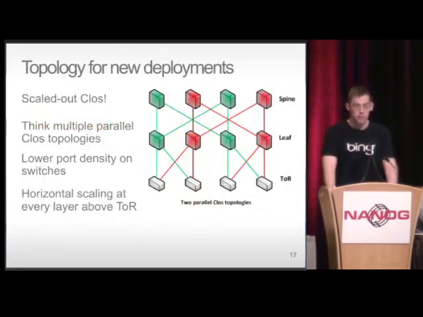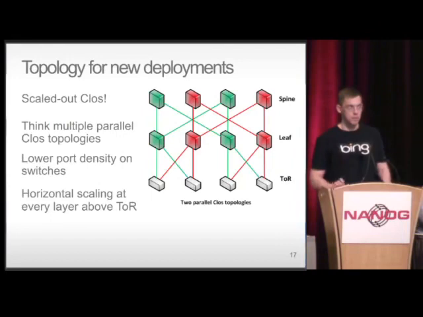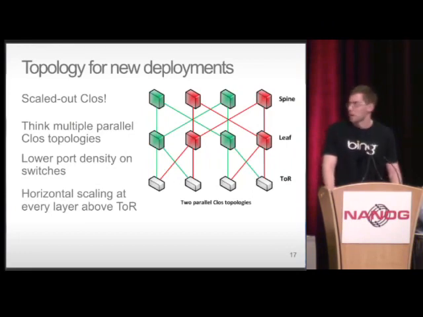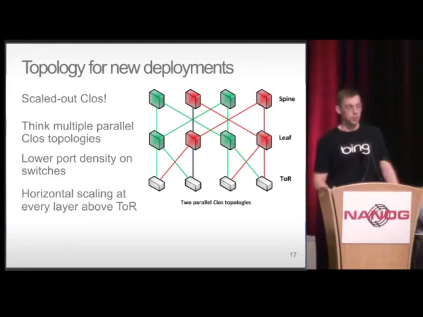So the new design was, let's pick up our Clos topology and create multiple parallel Clos topologies instead. So let's say on this diagram, you see 2 Clos topologies, green and red. And every ToR switch, top of rack switch, has an uplink to every Clos topology. So right now you double your capacity by having 2 parallel topologies.